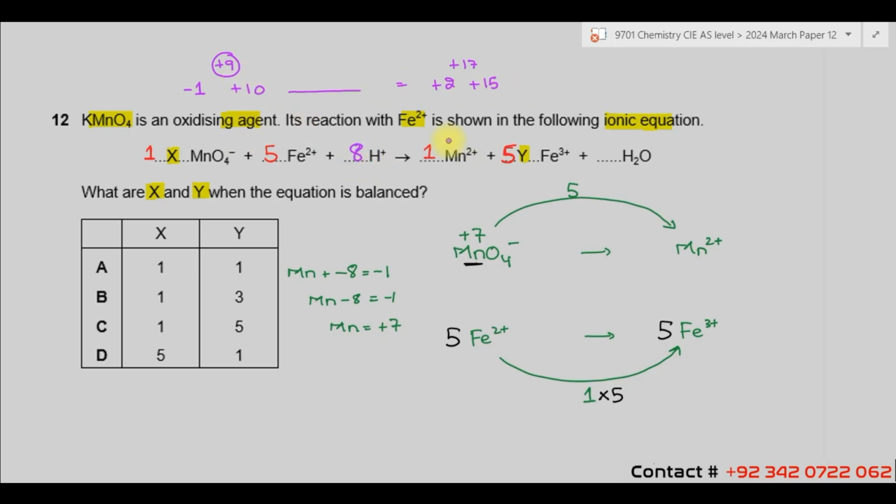Now charge is balanced, so hydrogen needs to be balanced, so we have 4 moles of H2O. Now oxygen is also balanced, so we had to find the values of X and Y only. X is 1, Y is 5. Correct answer is C.